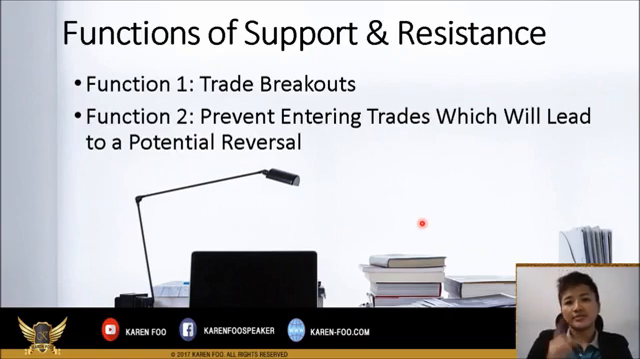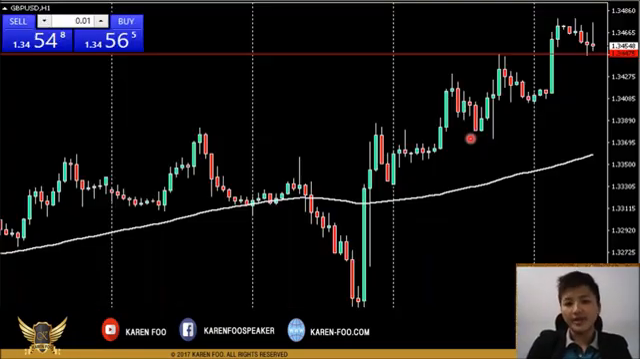The first one is that it's going to help you trade breakouts. Now for breakout trading, I'm not going to go into detail until the next few lessons, but right now I just want to talk about function number 2, which is to prevent you from entering trades which will lead to a potential reversal. Let me talk more about how the first and second functions work in real life. For the first function, let's say today this one is the current trading day. You want to draw a line at the highest point of yesterday, then you want to look for a price breakout before you determine whether you can make a buy here or not.